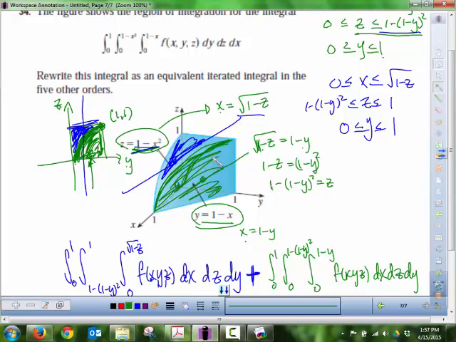All right, tomorrow we're going to try to finish up this section, and then the next two sections are... Do we have tomorrow? Yeah. And then we'll do cylindrical and spherical coordinates.